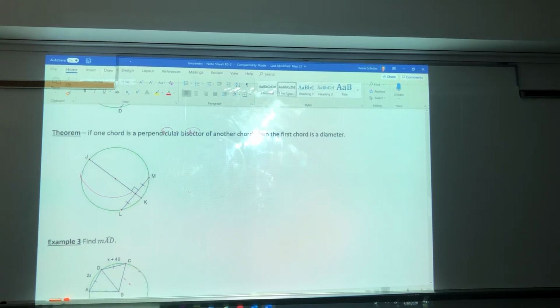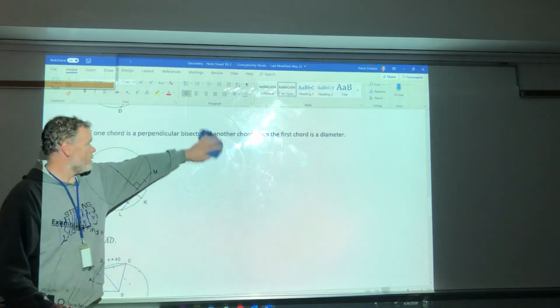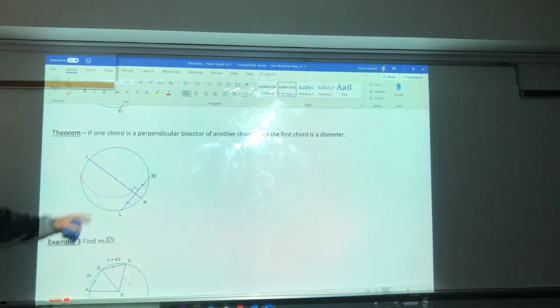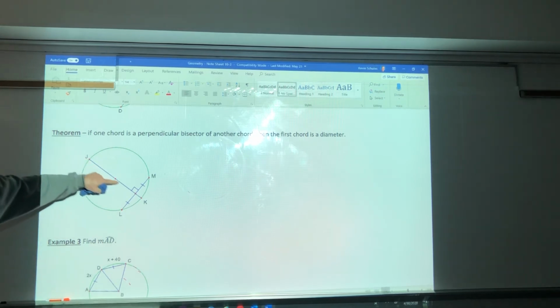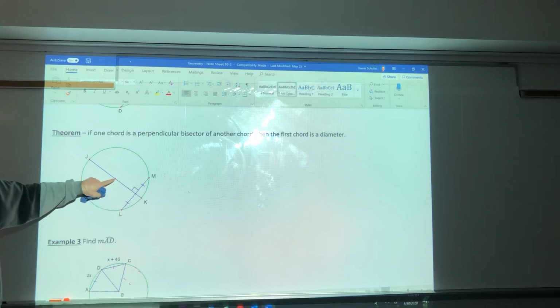Okay, this is kind of the reversal of the previous theorem. If you have one chord that's a bisector of another chord, okay, then the first chord is going to be the diameter. Okay, so if we have this bisecting through a chord, you know this is a diameter, okay, which always goes through the center. And just kind of a reversal of the previous theorem that we saw right there.